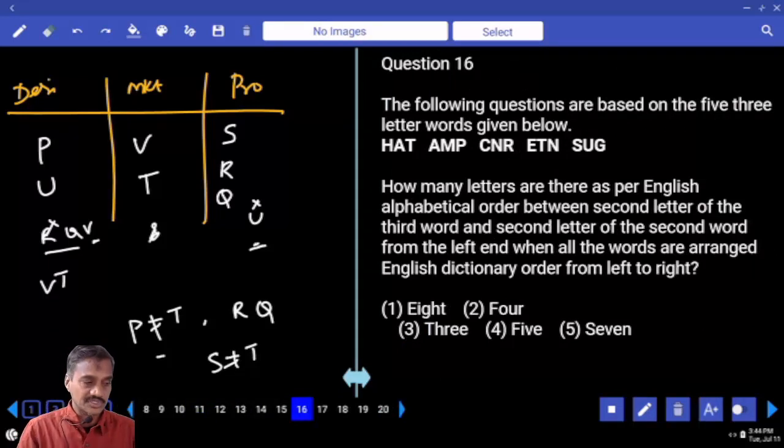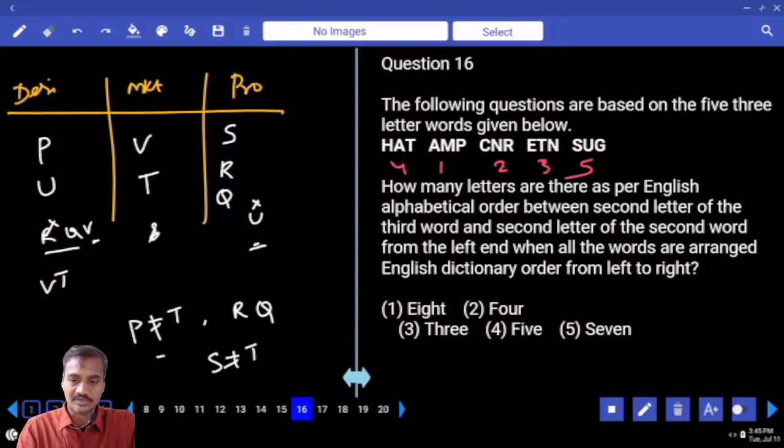Now in question number 16, they are based on a set of words. How many letters are there, as per the English alphabetical order, between the second letter of the third word and the second letter of the second word from the left? Now when all the words are arranged in English dictionary order from left to right, first all the words must be arranged in English dictionary order. Now this is 1, this is 2, this is 3, 4 and 5.